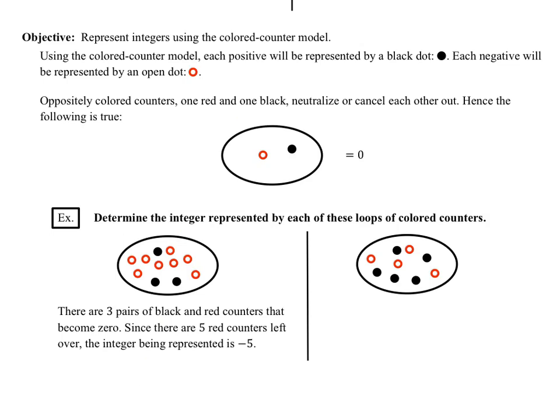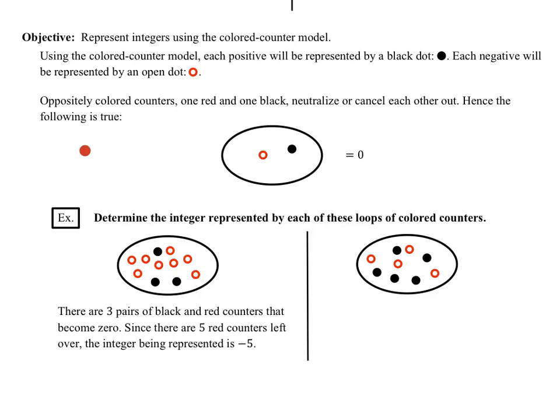Alright, now I really like this method for working with negatives and positives. We're going to represent integers using the colored counter model. So using the colored counter model, each positive will be represented by a black dot, and each negative will be represented by an open dot. Now I'm going to be using red dots, so mine are going to look more like this. They're not open, they're just red dots and black dots.